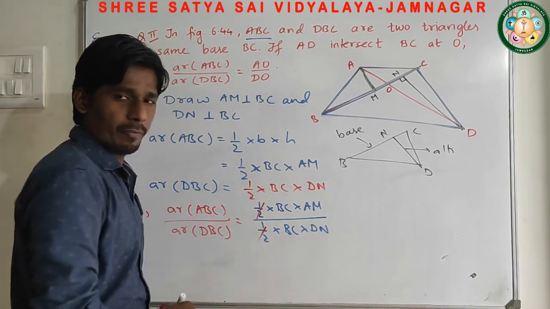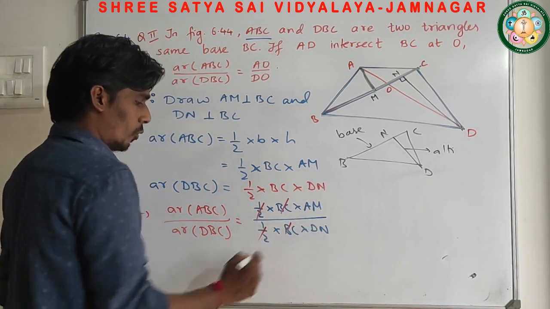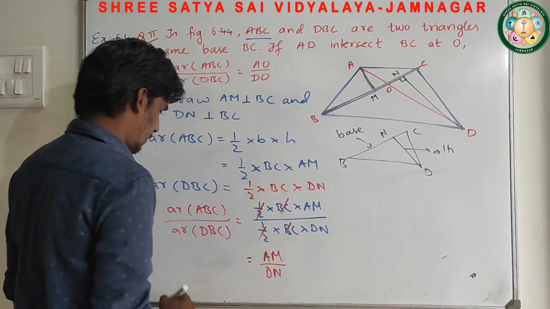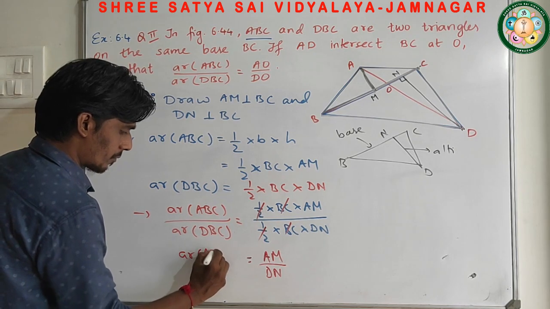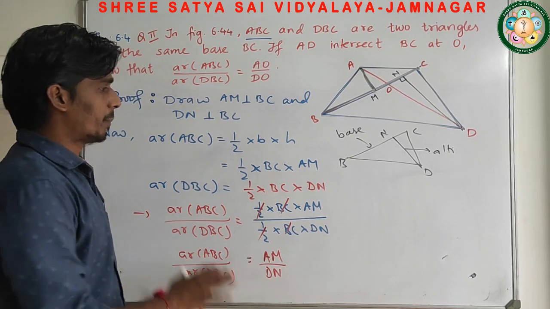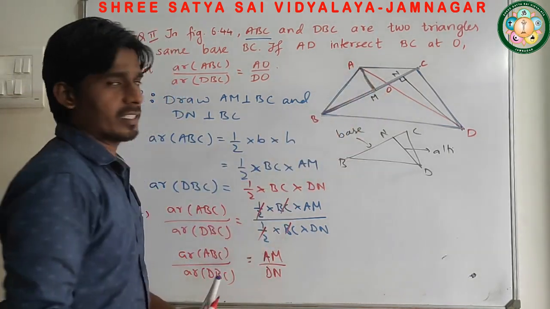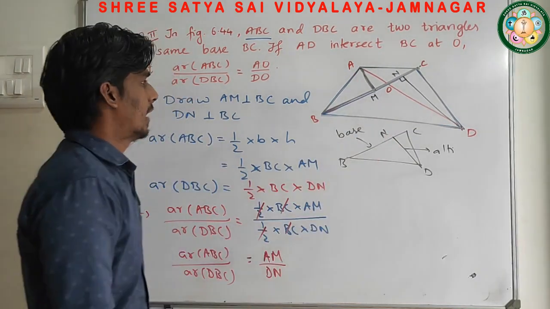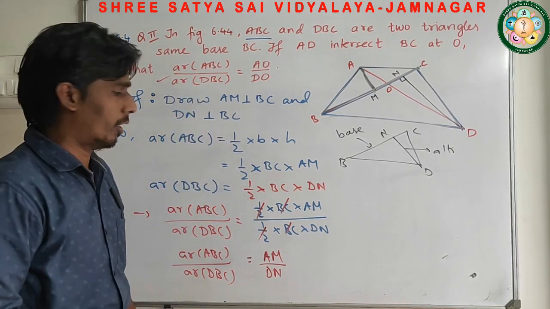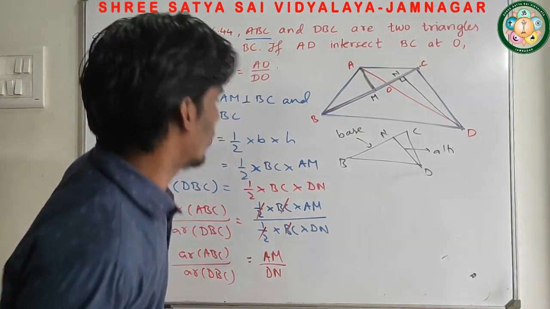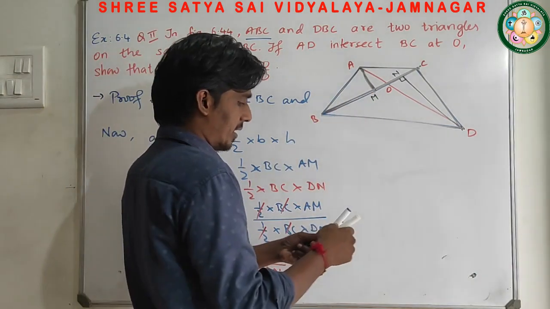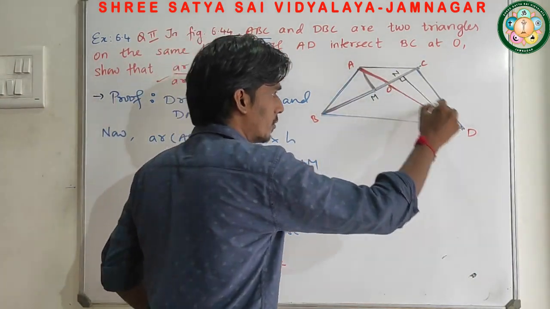So half gets cancelled, BC is cancelled. So what remains here? AM upon DN is left for area ABC upon area DBC. So simply what we have done, we just considered two altitudes AM and DN, and then we found the formula for area of ABC upon DBC because that's the ratio I want. Now for the next part of this solution, I want AO upon DO. I want this ratio AO upon DO.